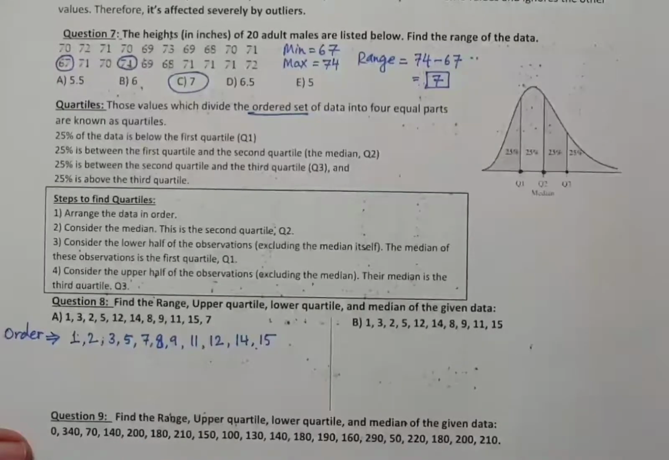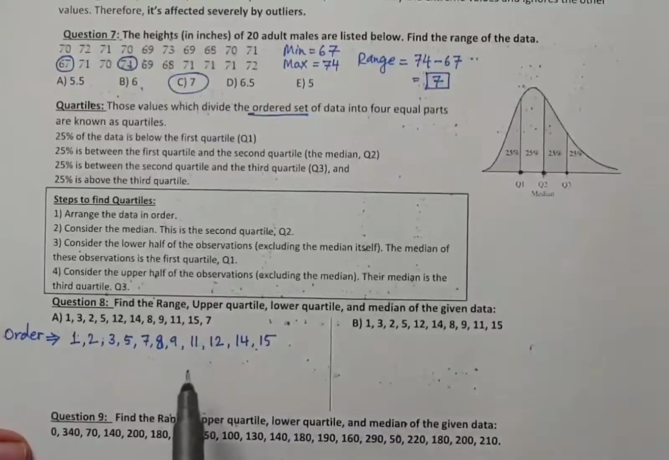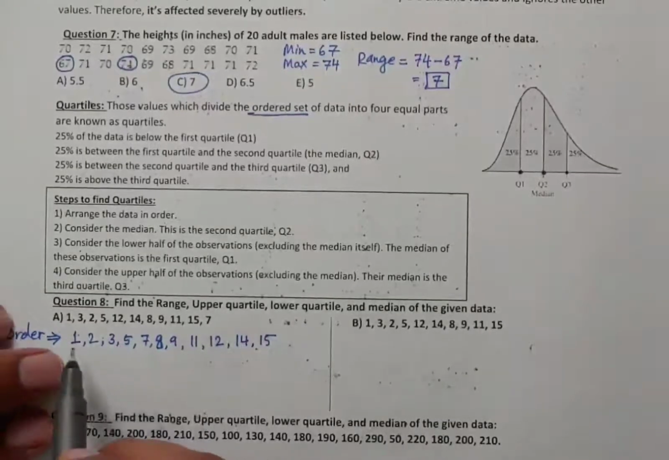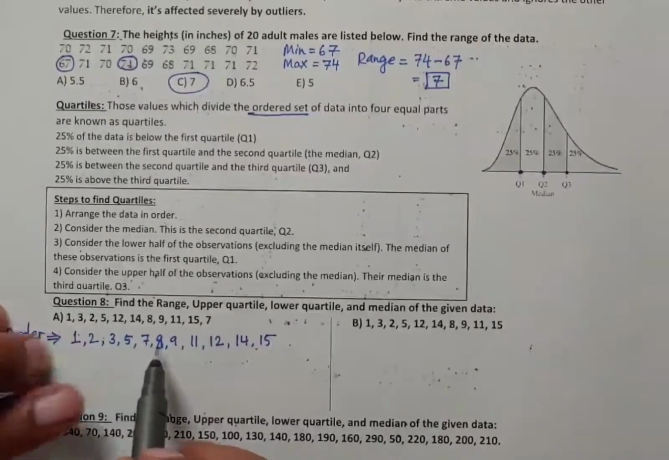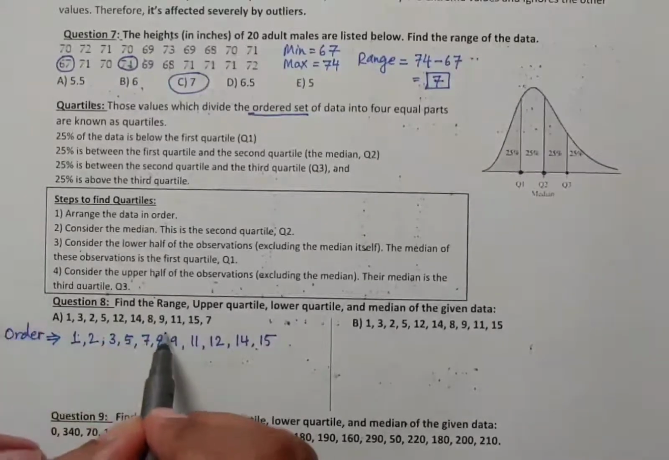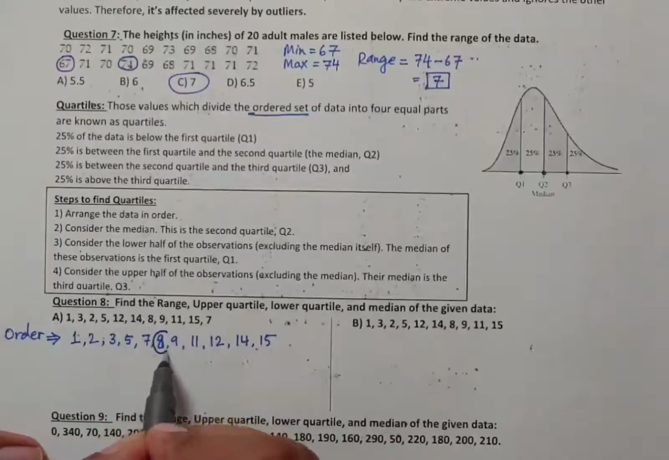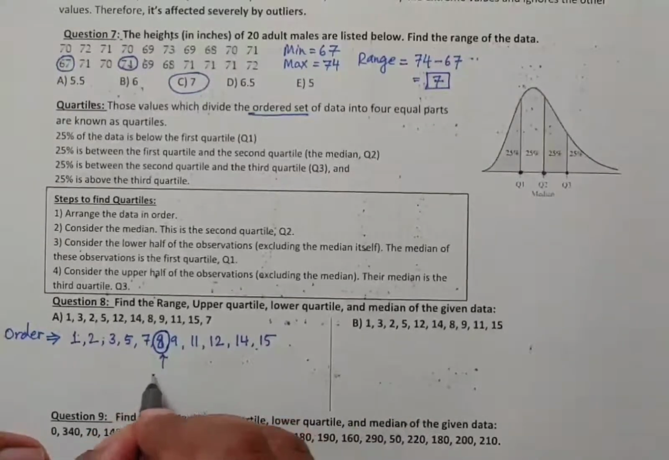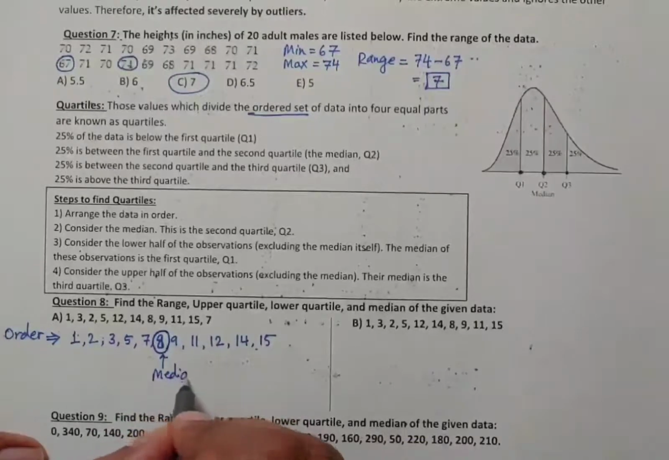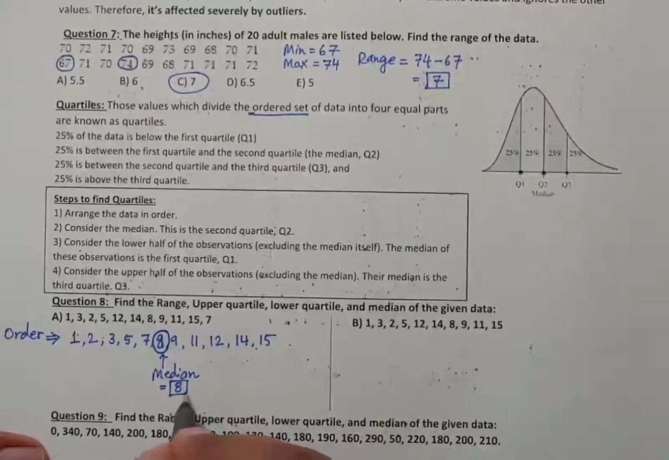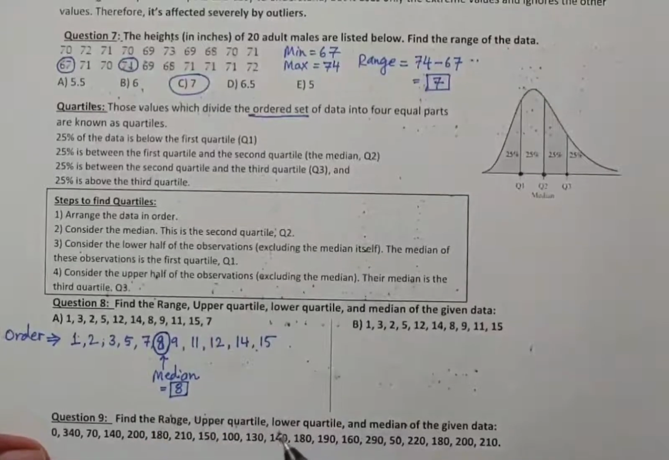Now you find the median. What is the middle number? 1, 2, 3, 4, 5, 6, and then 1, 2, 3, 4, 5, 6. This is the median, and the median is 8, which is the second quartile. The median is the second quartile.